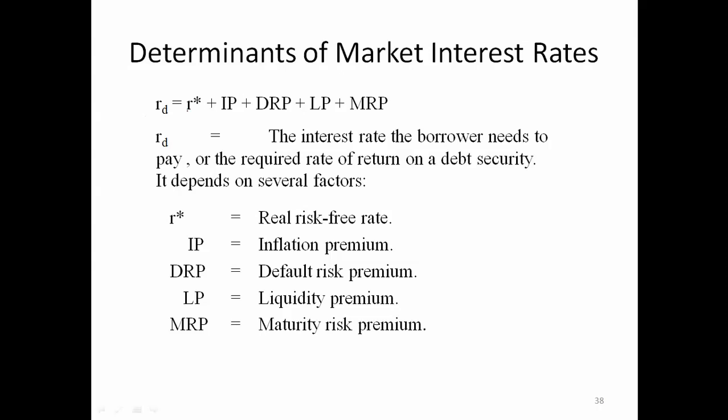Here we say that the interest rate that a borrower needs to pay is determined by these 5 factors. They are R star, the real risk-free rate, IP, the inflation premium, DRP, the default risk premium, LP, liquidity premium, and MRP, the maturity risk premium. So let's explain one by one.